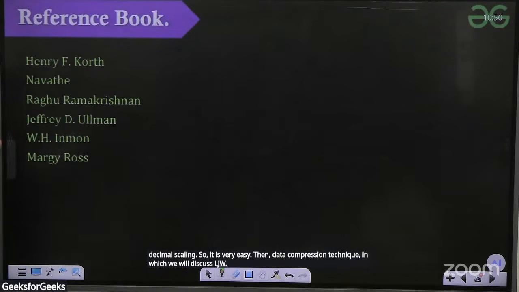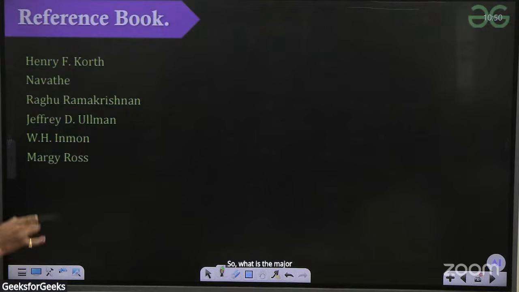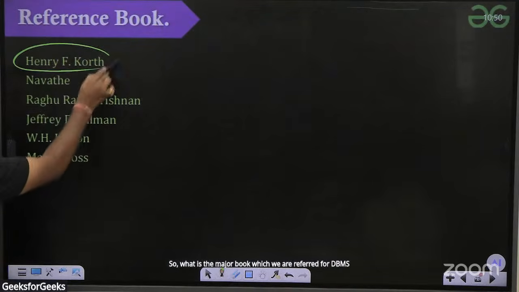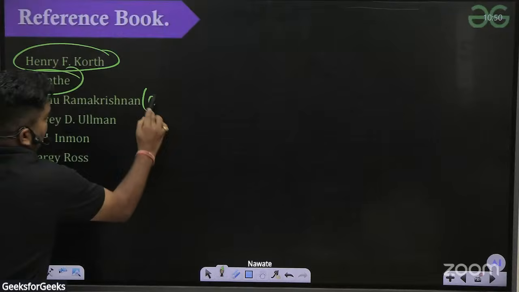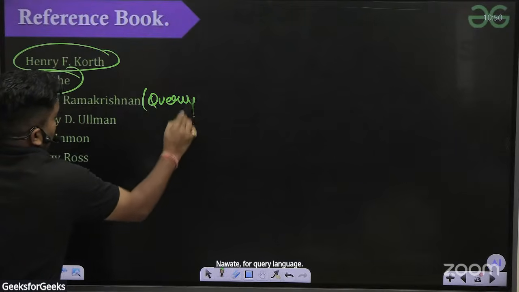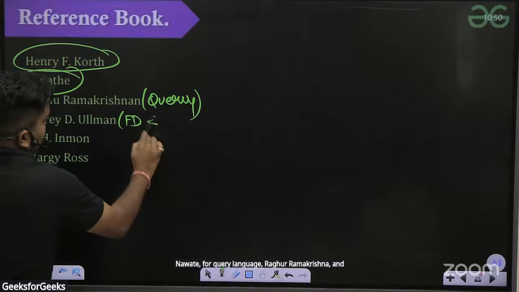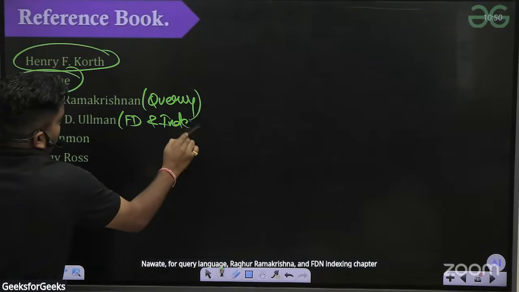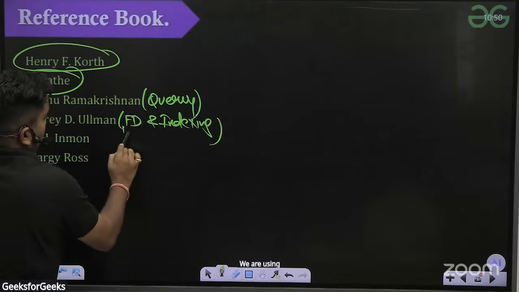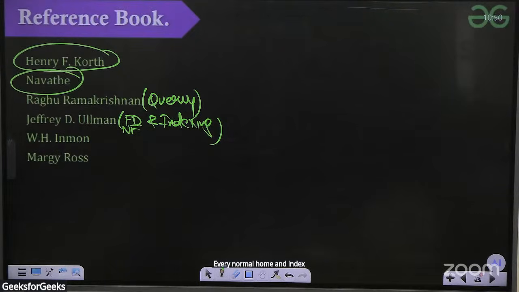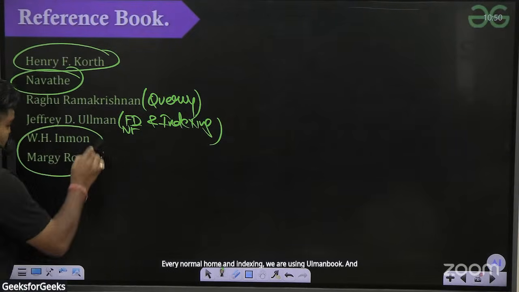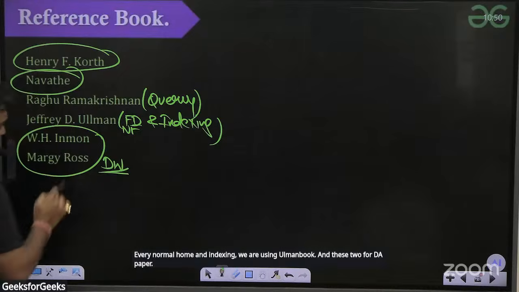So what is the major book which we refer for DBMS? Korth, Navathe. For query language, Korth, and FD and indexing chapter, we are using FD normal form, and indexing we are using Ullman book. And these two for DA paper, data warehousing.